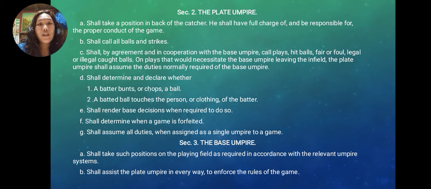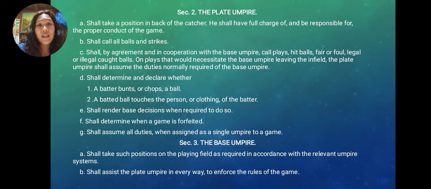Letter C, shall, by agreement and in cooperation with the base umpire, call plays, hit balls fair or foul, legal or illegal cut balls, on plays that would necessitate the base umpire leaving the infield. The plate umpire shall assume the duties normally required of the base umpire.